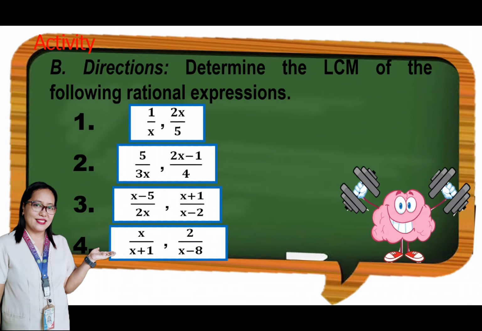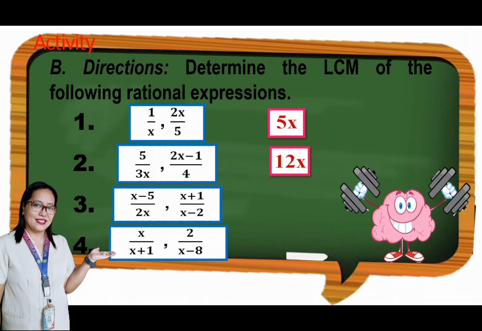Second activity, determine the LCM of the following rational expressions. Number 1 is 1 over x and 2x over 5. So, the LCM is 5x. Next, number 2, 5 over 3x and 2x minus 1 over 4. So, what will be the LCM of 3x and 4? So, that is 12x.